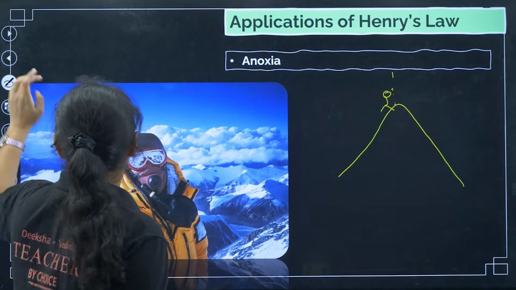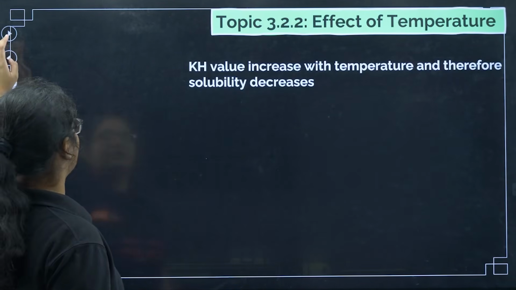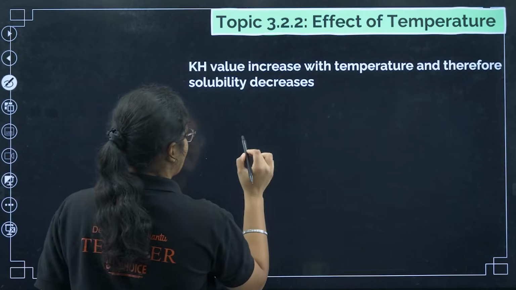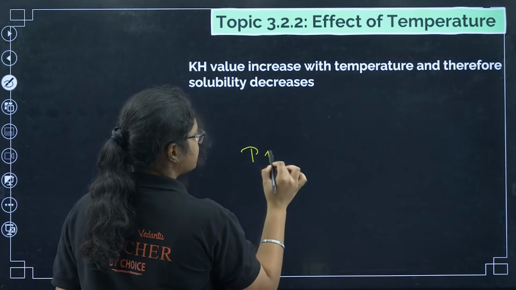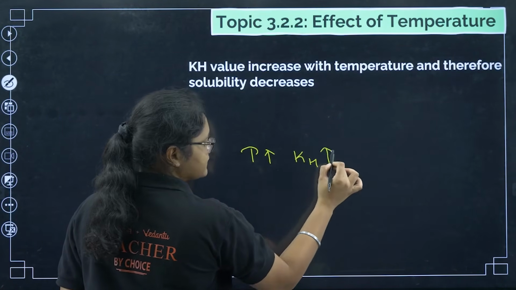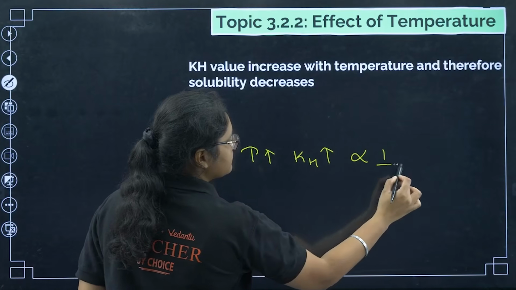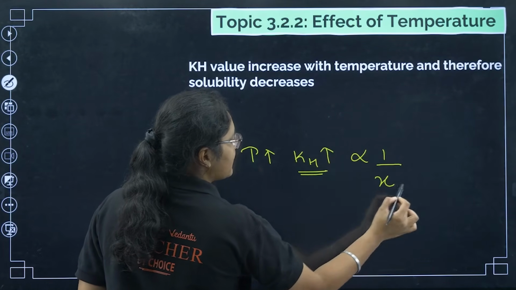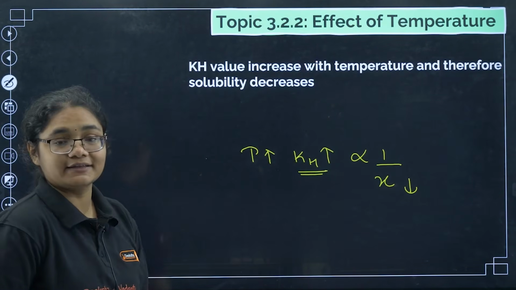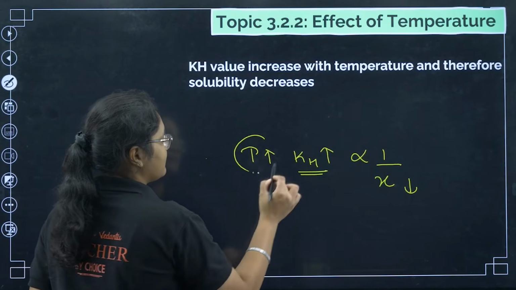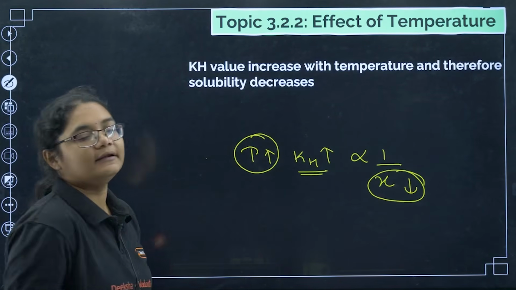Now after applications of Henry's law, we'll go to the effect of temperature. We have just seen that when temperature increases, KH value increases. Now if KH value is inversely proportional to solubility, then if KH value increases, solubility will decrease. So indirectly I can say that if temperature increases, solubility decreases.